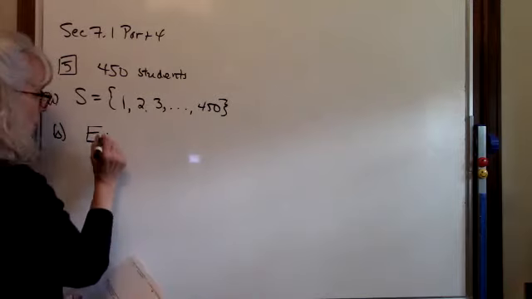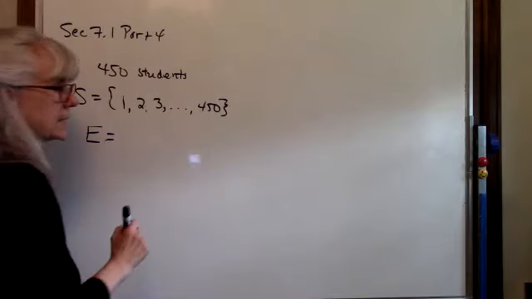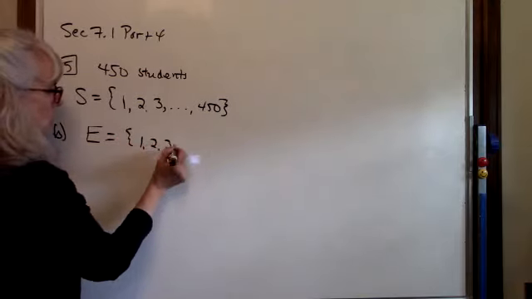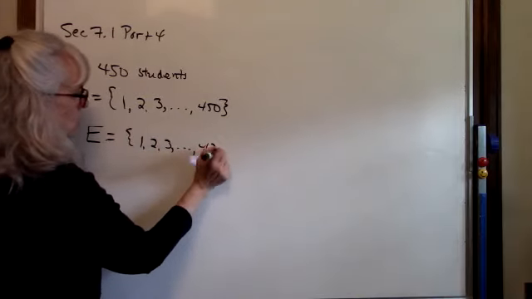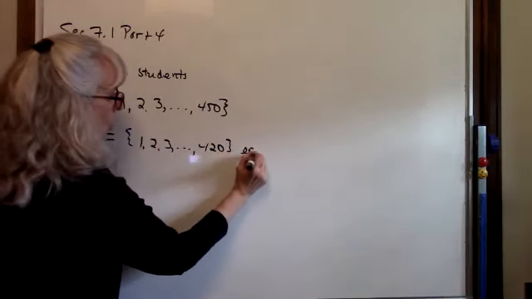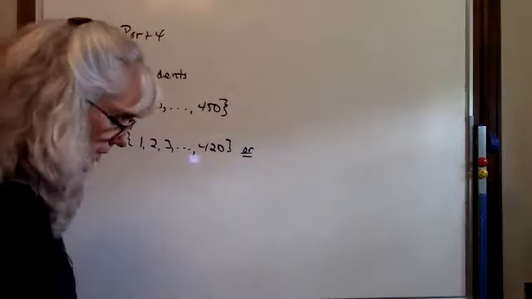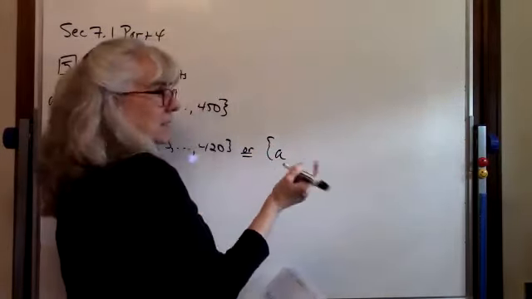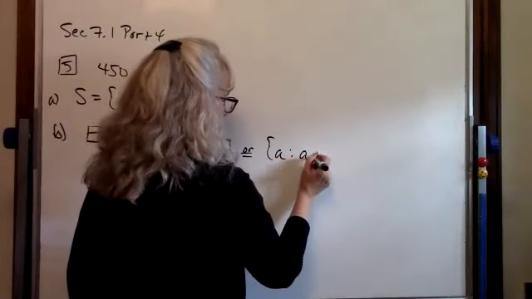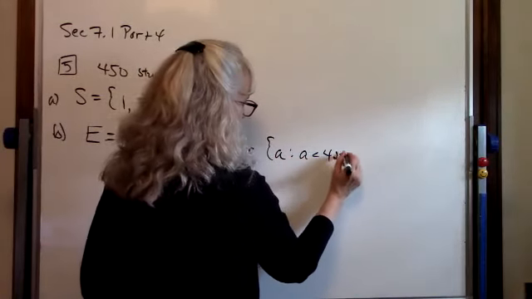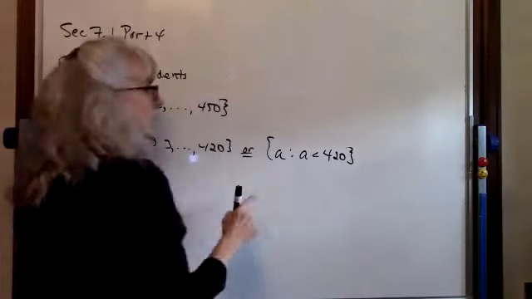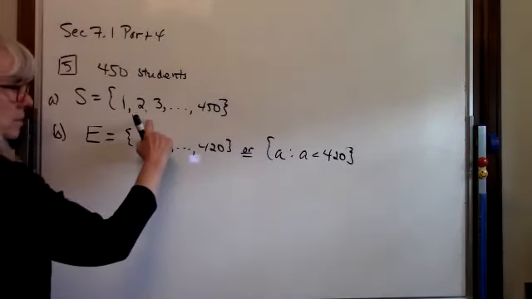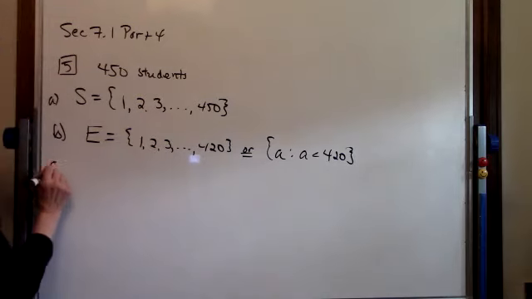Now part B says, describe the event E that fewer than 420 students attended that day. So you can do this a couple ways. You can come in and do 1, 2, 3, ... up to 420. Or you could use set builder notation. So I'm going to use A for attending, such that A is less than 420. So A is any number as long as A is less than 420. And again, you're still bound by the sample space up here.